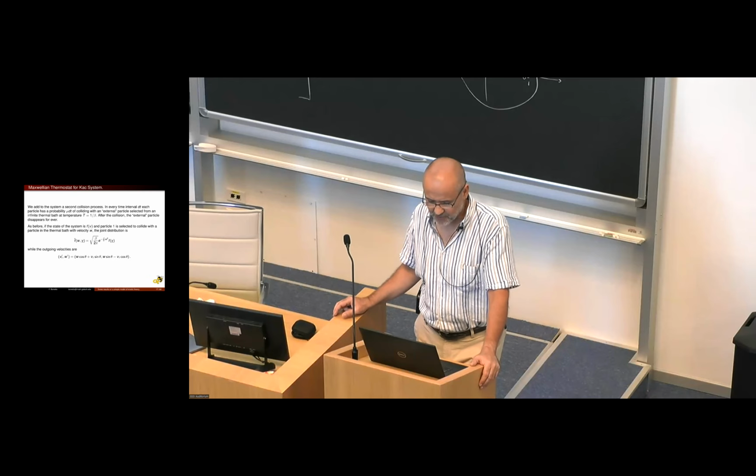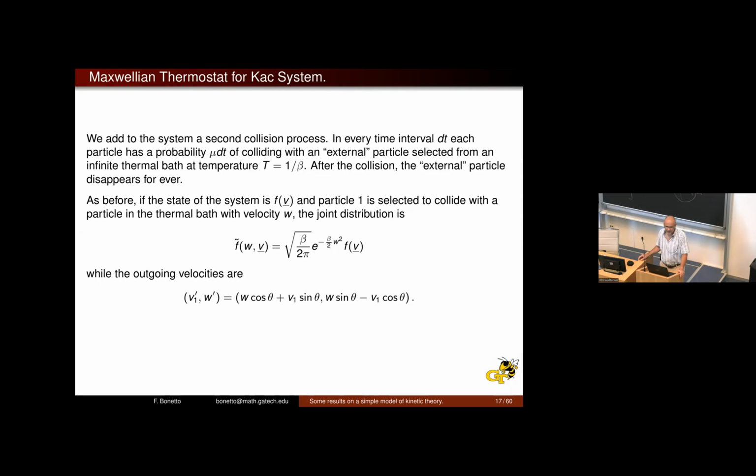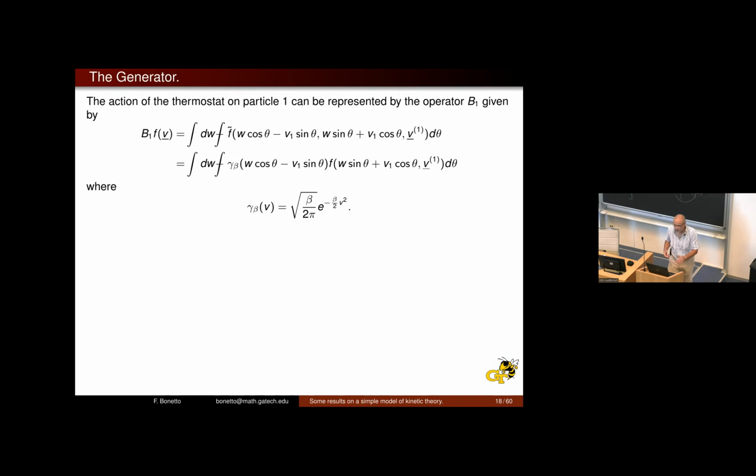And so what you do is say, okay, I get a new particle. So my new distribution for the system is the initial f of v times the Maxwellian distribution for the particle. The particle and the outgoing velocity are given by the same formula as before. And since the particle disappears, I need to average over w. And so I get this formula for my thermostat. Again, gamma beta of v is shorthand for the Maxwellian. And from now on, if they appear, I will assume that the temperature is 1/2π. It doesn't make any difference. It's just that I avoid the normalization in front of the Maxwellian that is always annoying and I forget most of the time.